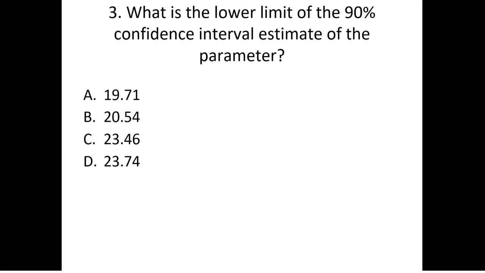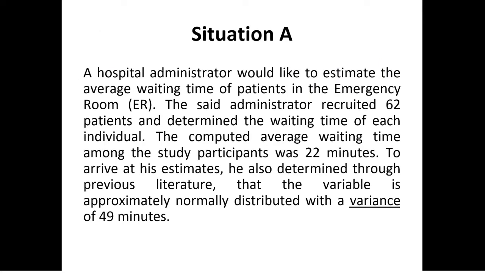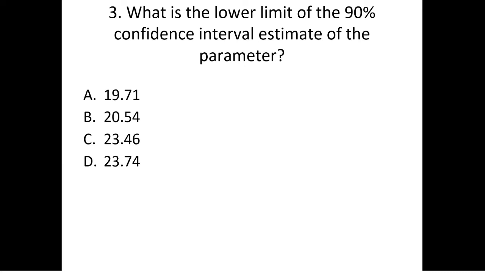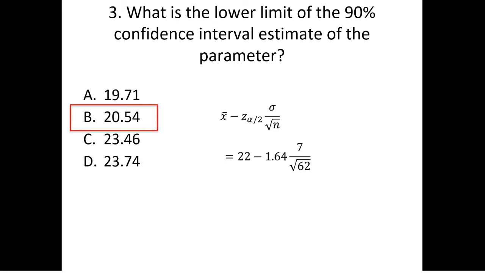Now, for number 3, we are asked, what is the lower limit of the 90% confidence interval estimate of the parameter? So, this is just merely substituting all the values of the components of your formula in your calculator, and being able to do it properly. So remember that for a 90% confidence interval estimate, the corresponding z-deviate is 1.64. So you should have used that z-deviate. And you should have properly identified what the sample mean is, which if we go back to, we would know is 22. And the standard deviation would be 7. Remember, what was given was the variance, so you still need to get the square root of it. Now, substituting all of those values, doing it properly inside your calculator, you should be able to arrive with B, 20.54.